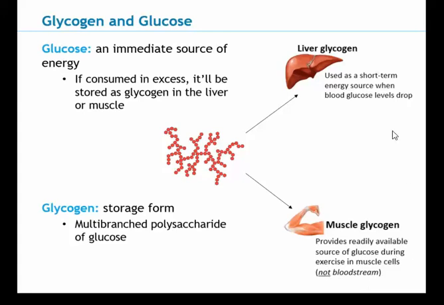The liver stores about 100 grams of glycogen, and the muscle stores about 400 grams of glycogen, and that's the muscle kind of throughout the entire body.